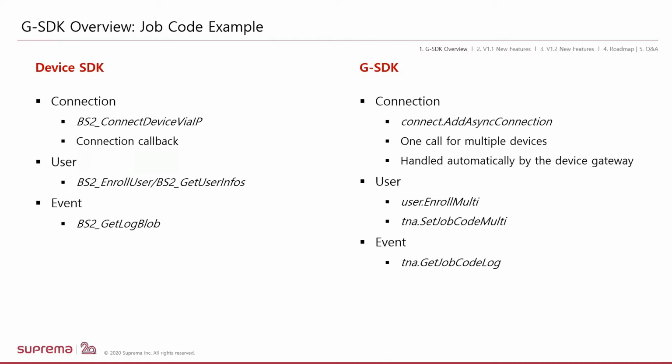So in this case, you can call tna.getJobCodeLog, and it locally filters the log records and returns only the events with job codes. It's a very simple example, but these are the kinds of scenarios we were thinking about when we designed GSK.